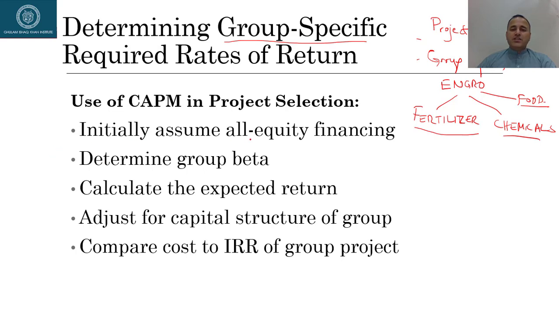You initially assume all equity financing, then you determine the group beta, and then you calculate the expected return adjusted for the capital structure. Why do we do that adjustment? Because the assumption was initially all equity, but in reality we use different proportions of debt and equity. And then you compare cost to IRR. So do not get confused. The first thing I talked about was project specific. Now I'm talking about group specific.